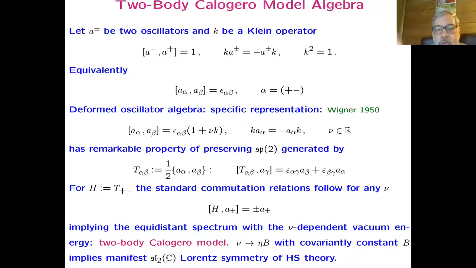Now I'm going to explain how one has to modify the system to be able to derive nonlinear equations for the appropriate sets of spins. And this I call multiparticle models and also Coxeter models, because Coxeter groups are actually underlying this story. Well, to begin with, let me start with the usual oscillators, A plus minus, and introduce also this Klein-like operator.